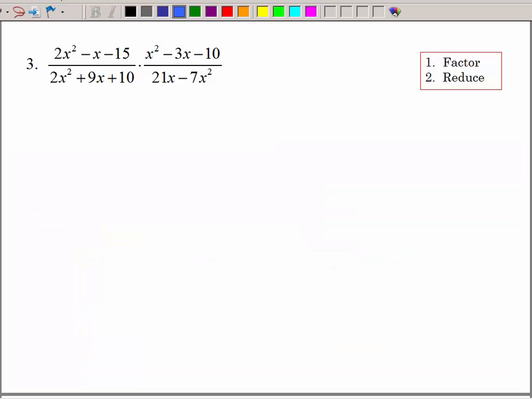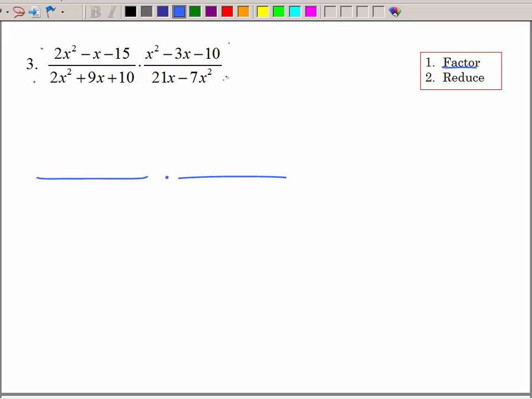This third example, we don't see binomials, we see trinomials. And binomials, I guess, and I still have to factor. So this time we have a multiplication, so I don't need to take the reciprocal of anything. But I know I'm going to do a lot of factoring. So I could start here, then here, then here, then here. But here's a suggestion. Pick what looks easiest for you. Pick what you know how to factor.